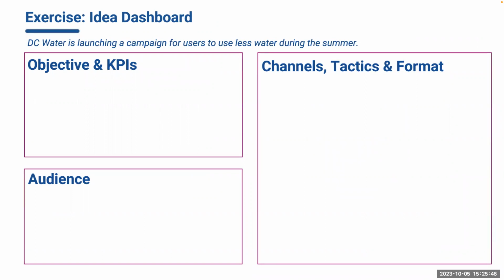So we've learned more about the different channels, tactics, and formats. So coming back to our campaign for DC Water, we've identified we'll be talking to homeowners about limiting how much water they use. So what channels do you think we'll use? And what format of content do you think would resonate best? So we mentioned one with Nextdoor already. Are there any others? And if we are to move forward on Nextdoor, what would be the best format?